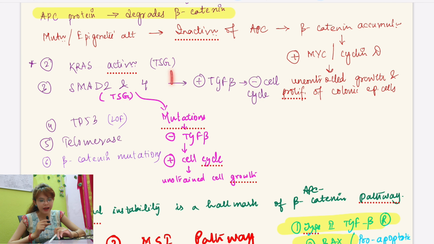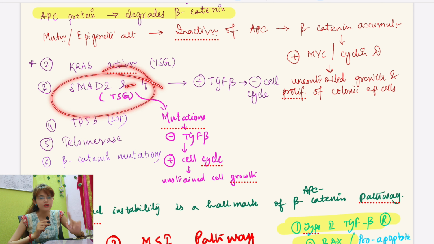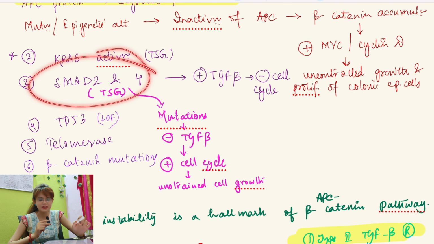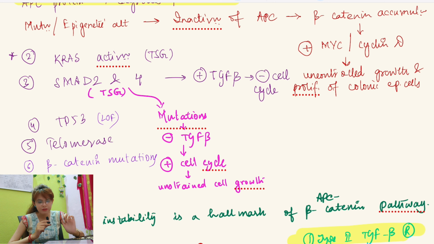Number 3 is SMAD2 and 4. These are the different kinds of genes which are involved in this pathway. SMAD2 and 4 is a tumor suppressor gene. So once there is a mutation in this gene, there will be an increase in the activity of the cell cycle.